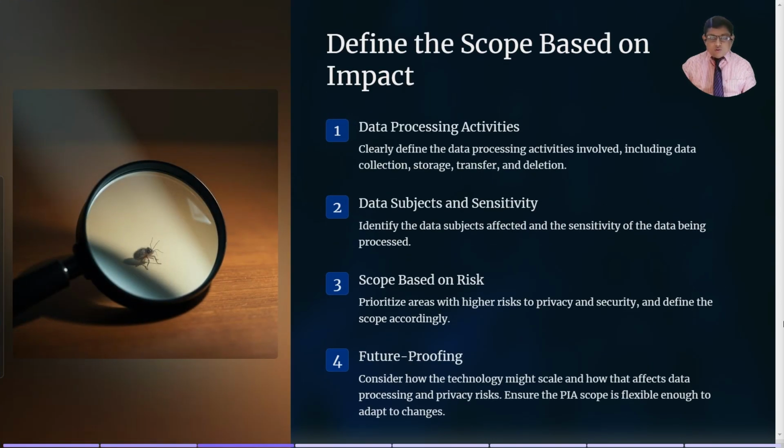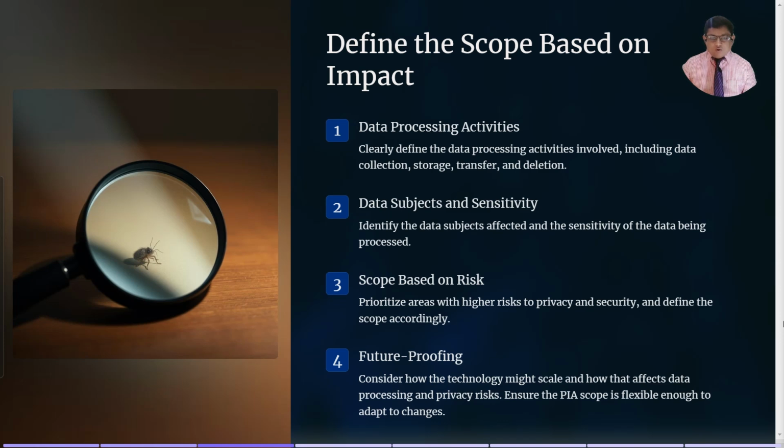Define the scope based on impact. First, data processing activities. Clearly define the data processing activities involved, including data collection, storage, transfer, and deletion. Second, data subjects and sensitivity. Identify the data subjects affected and the sensitivity of the data being processed.